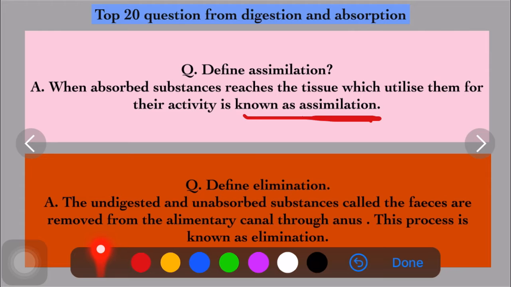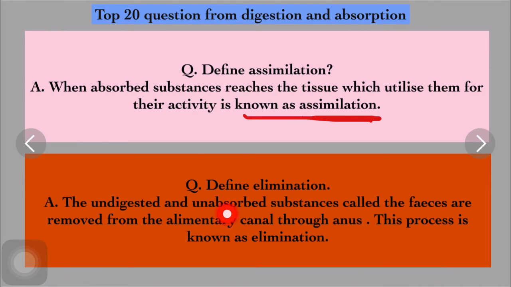Another important question: define elimination. The undigested and unabsorbed substances, called the feces, are removed from the alimentary canal through anus. This process of removal of feces from alimentary canal through anus is known as elimination.